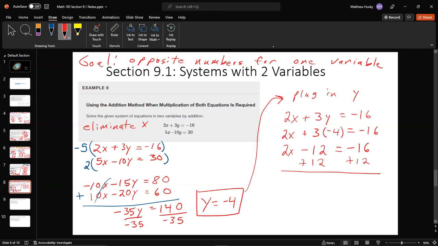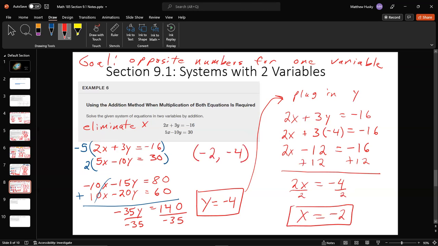So you've got 2x minus 12. Since you're subtracting 12, you're going to add 12. And when you do that, 2x equals negative 16 plus 12, which is negative 4. Then you divide by 2, and you divide by 2. And that gives you, no, why am I writing y? No, it's x. Almost did it myself. All right. Negative 4 divided by 2 is negative 2. There you go.